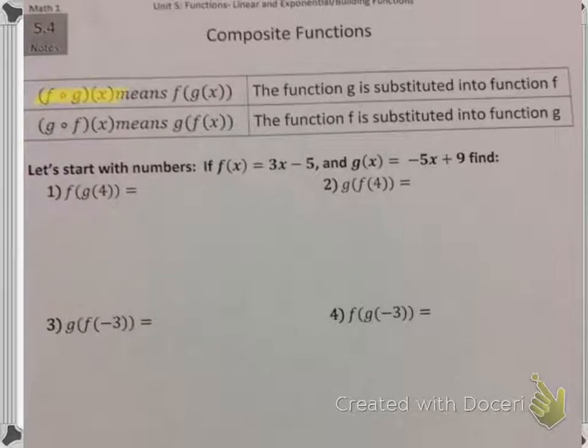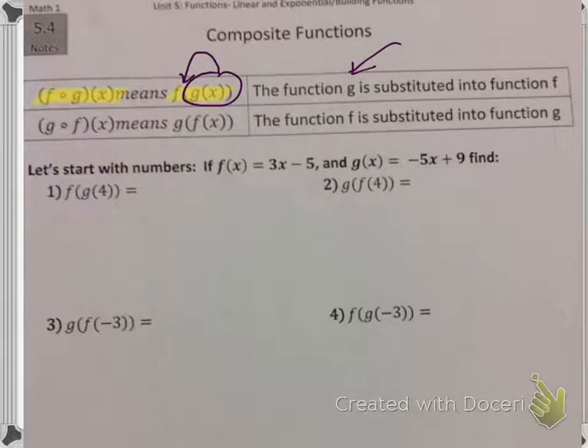So it looks like it says fog right there, but what it means is f of g of x. Same thing this direction, f of g of x. What you're going to do when you see something like that is start back here with the function in the back, and then substitute that function into the function in the front. So the function g is substituted into the function f.